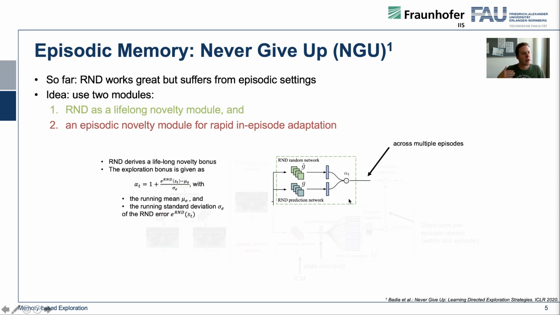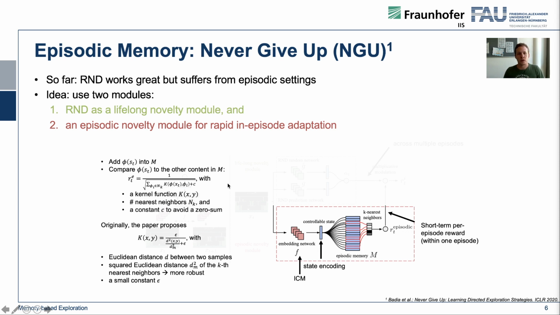Okay, so the RND actually is just there to derive a lifelong novelty bonus. The exploration bonus is given through this formula. It's just like the usual RND bonus with an offset. And what we actually do is we just normalize or standardize the novelty bonus by a running mean and a standard deviation over a time window. So this means we just keep a window over the last RND errors, and we standardize the reward.